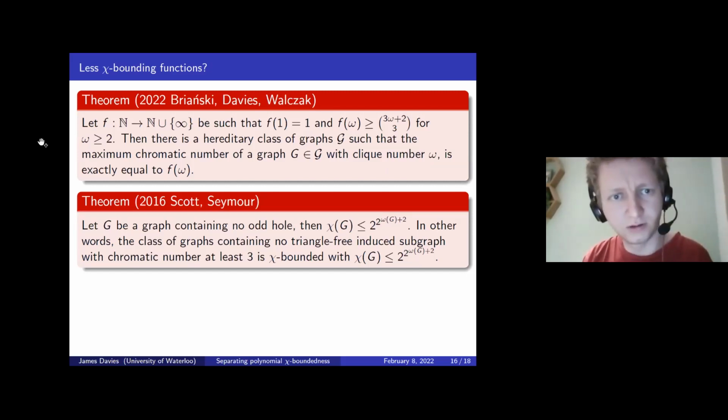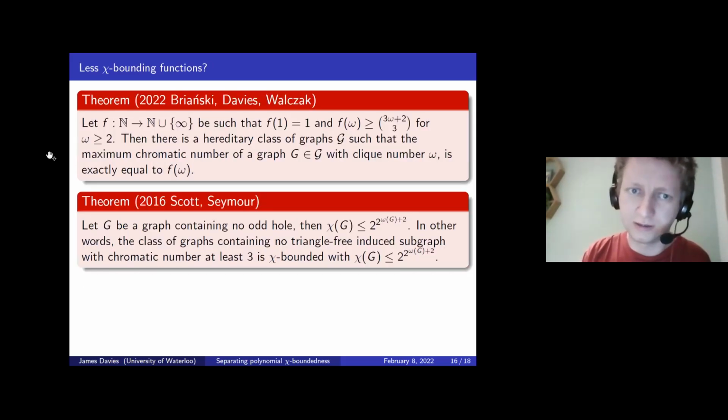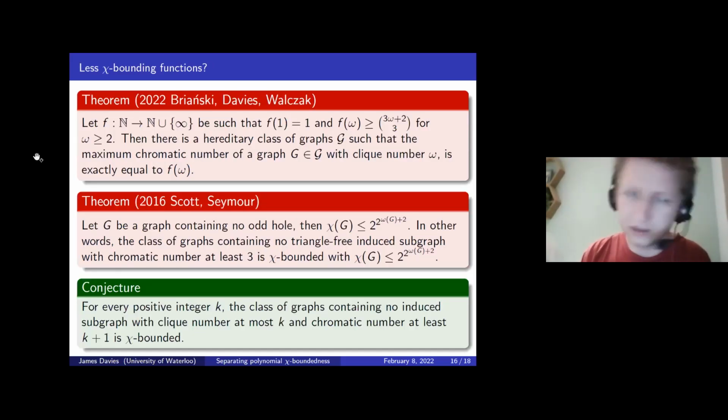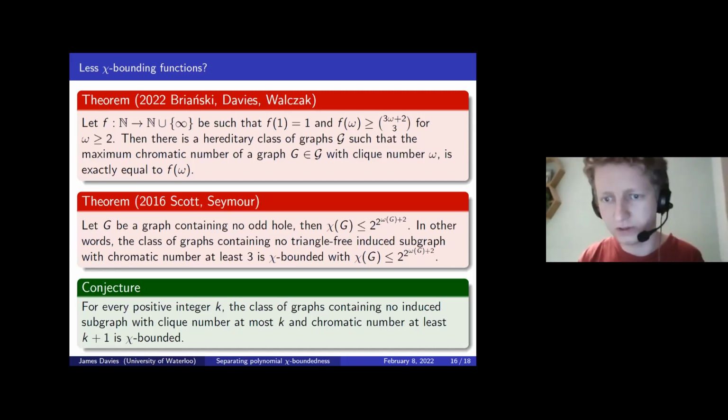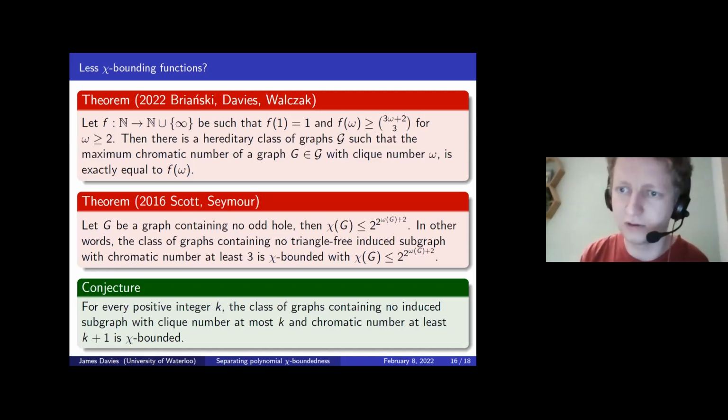So here's a conjecture that would generalize this, which I really think should be true, but I also think we just have no way to approach something like this yet. Here's a conjecture strengthening I'd make: for any positive integer k, if your induced subgraphs with clique number at most k have chromatic number at most k, then you're chi-bounded.